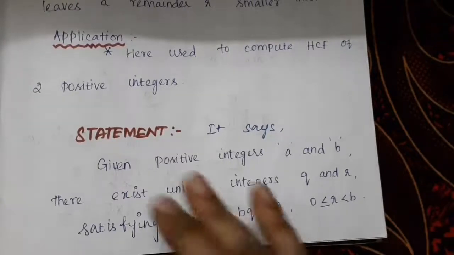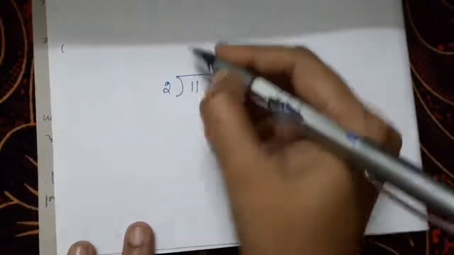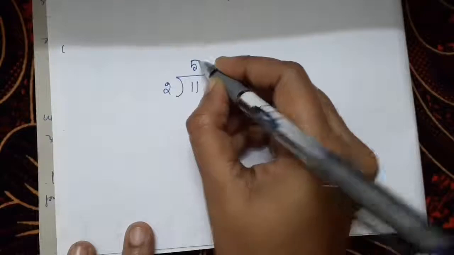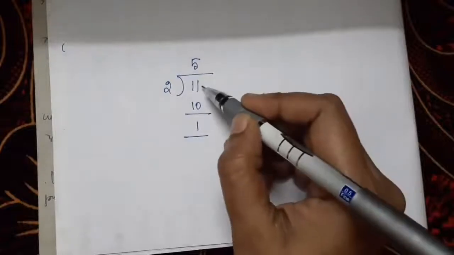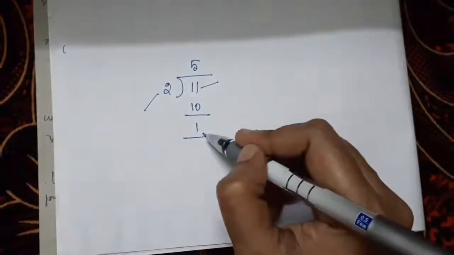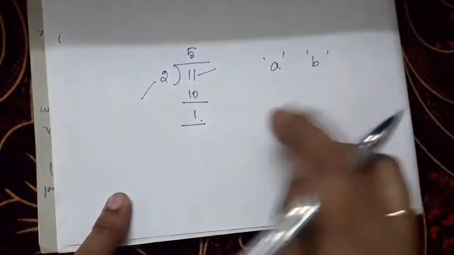Now I'll explain the statement. You would have come across the words dividend, divisor, quotient and remainder. If we are dividing a number, for example 11 by 2, what is the quotient? 5 twos are 10, so 5 is the quotient, and you will be getting 1 as the remainder. Here we call 11 the dividend, 2 the divisor, 5 the quotient and 1 the remainder.